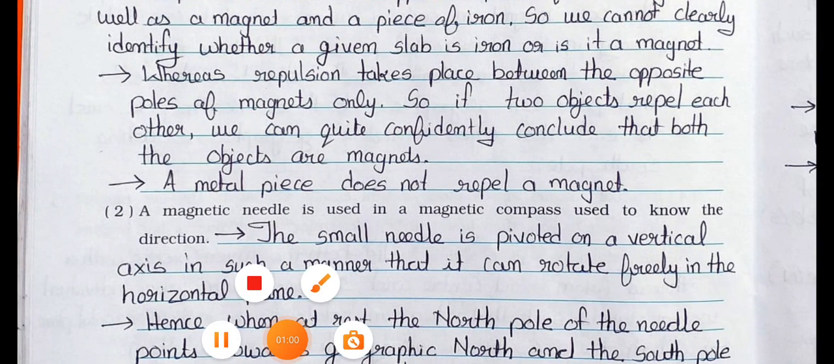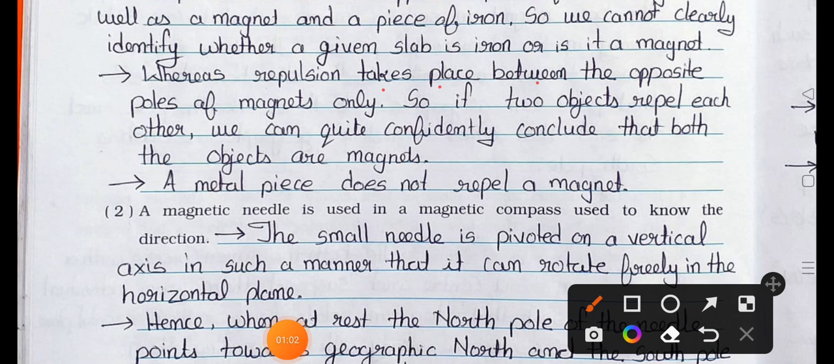Whereas repulsion takes place between the like poles of magnets only. So, if two objects repel each other, we can quite confidently conclude that both the objects are magnets. A metal piece does not repel a magnet.